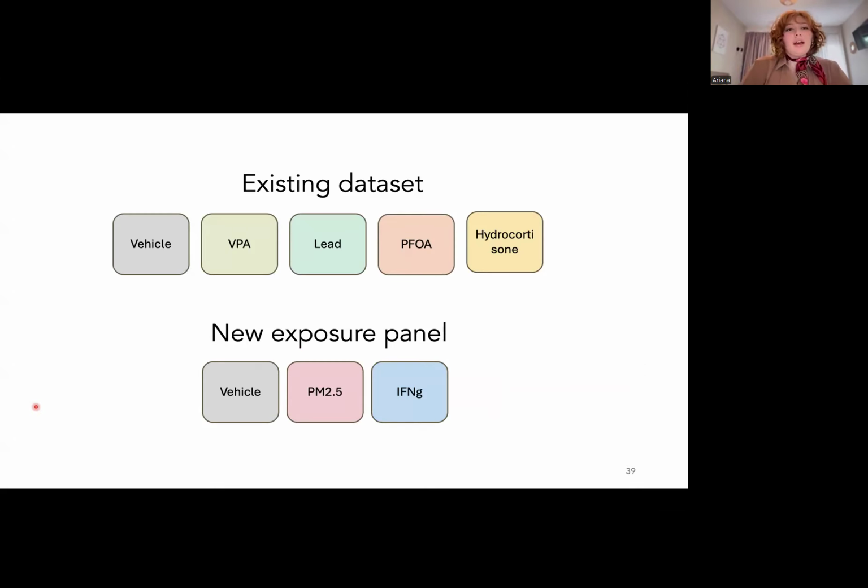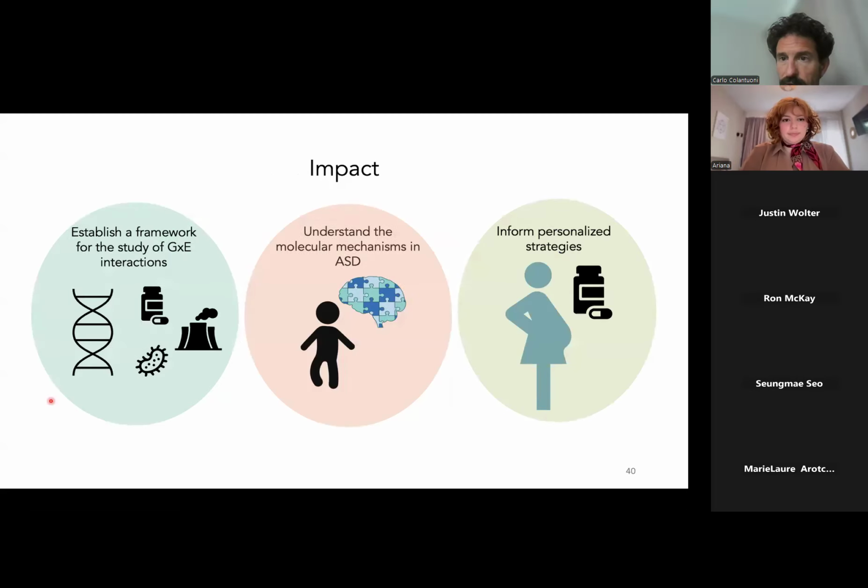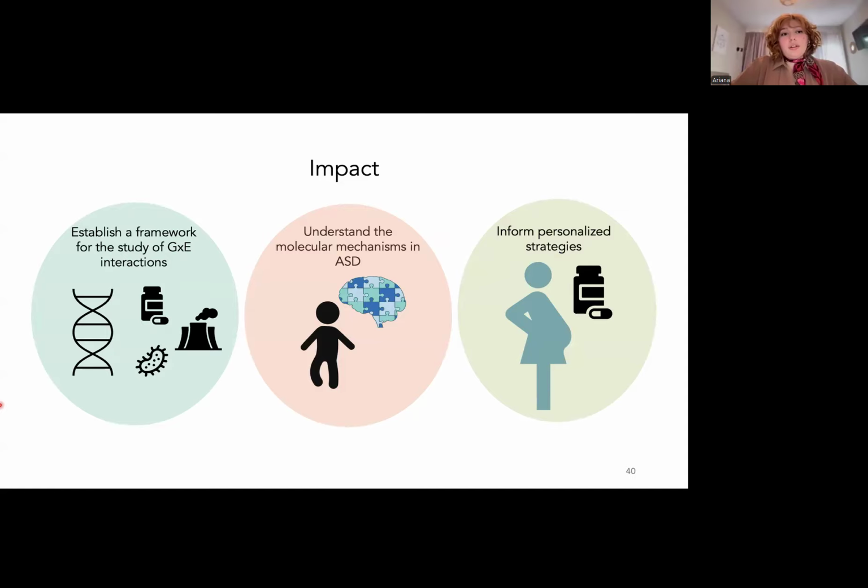So we have this existing data set where we have organoids exposed with vehicle, valproic acid, lead, PFOA, and hydrocortisone. And then we are starting this new exposure panel where we are including PM 2.5 and interferon gamma and some 4 other compounds that we haven't determined yet. And the impact of this project is to establish a framework for the study of gene by environment interactions. We want to understand the molecular mechanisms in autism, and ultimately, we want to inform personalized strategies.